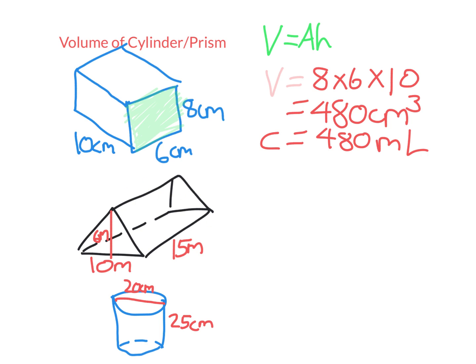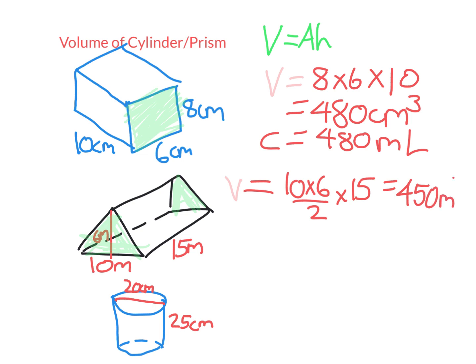All right, let's try this one here. This is a triangular prism. So its base or cross section that is repeated is this triangle here at the front, and then there's another one at the back that's the same. So we need to find the area of this triangle. The area of the triangle is base times perpendicular height divided by 2. Now the height of the prism is the dimension at 90 degrees to the base. So here it's 15. So the volume is 10 by 6 over 2, which is 30, the area of the base, times 15, which gives us 450 meters cubed. That's the volume.